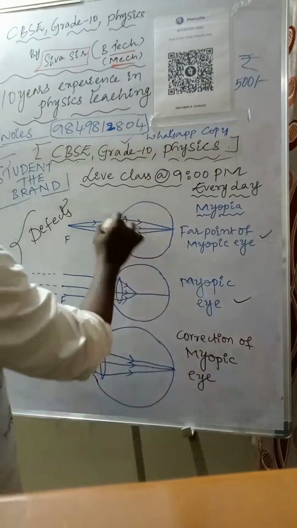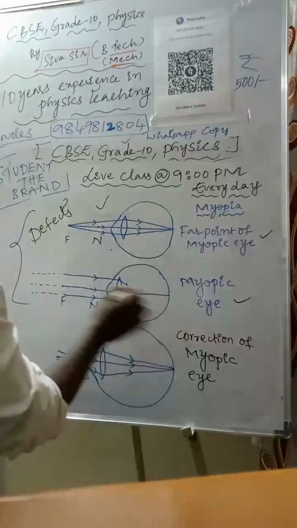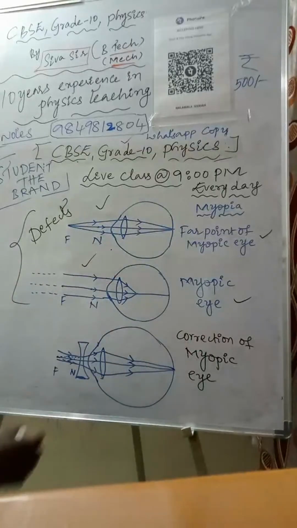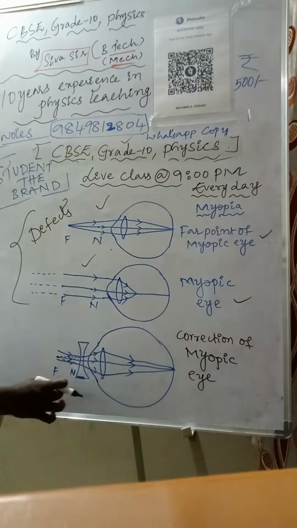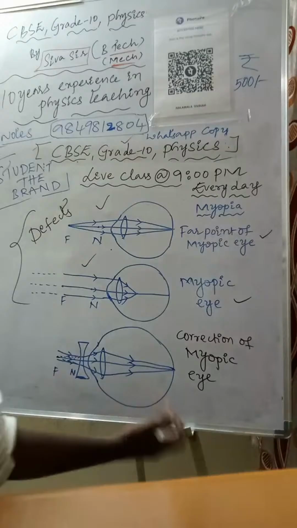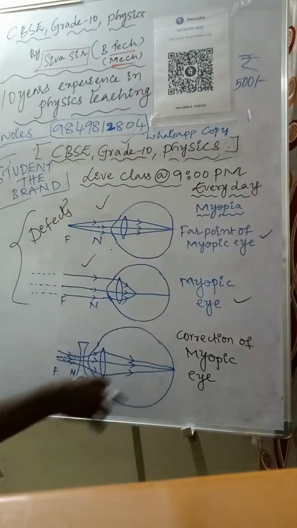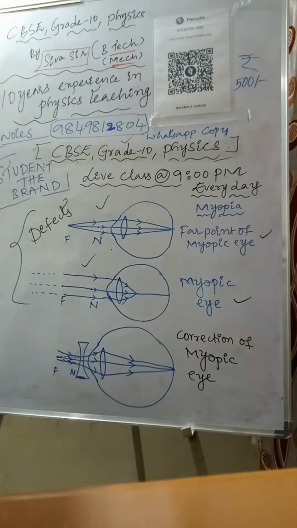So here this is the far point of myopic eye. So this is a myopic eye. This is the correction of myopic eye. Okay, correction. So we will use the concave lens to correct this defect. So this is about myopia. So next we'll go to hypermetropia.